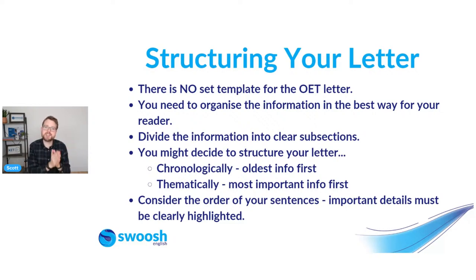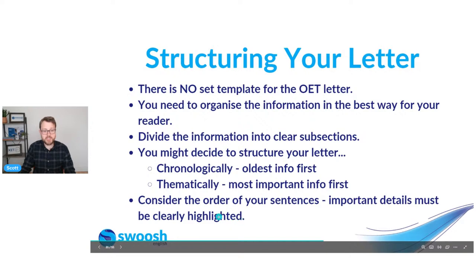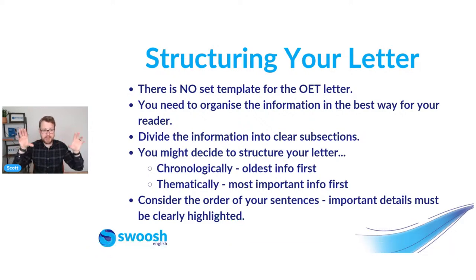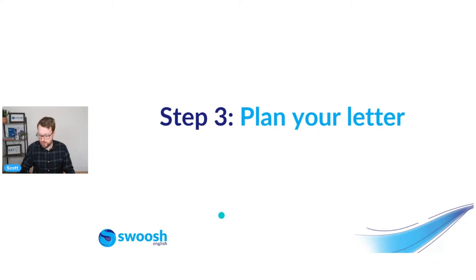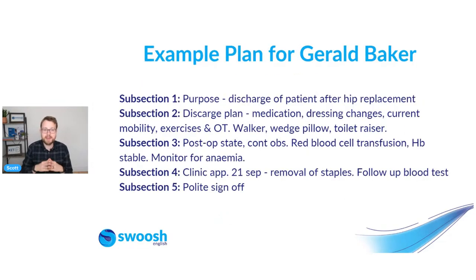But once again, you need to assess the OET letter itself and see what makes more sense for the set of case notes and the purpose that you want to achieve in your letter. So you also consider the order of your sentences. The important details must be clearly highlighted. So what I want to emphasize with this bullet point here is the need for a clearly structured subsection. The topic sentence, aka the most important information that highlights everything that's happening in the subsection, should go first. And then the rest of the information in the subsection should back up what that topic is. So make sure you put the most important information first at the beginning of a subsection and keep it short and snappy, okay? Right, now here is the plan for a Gerald Baker letter.